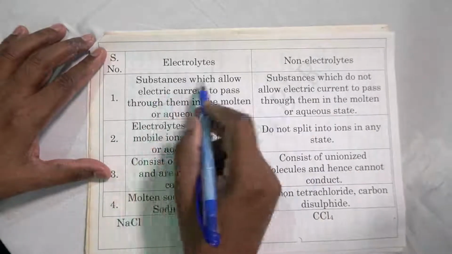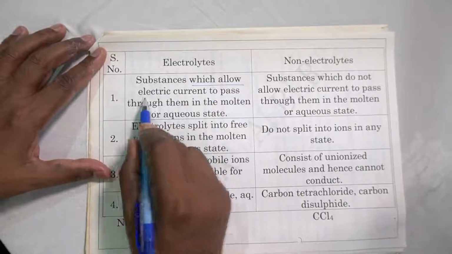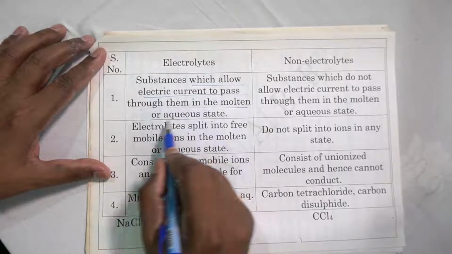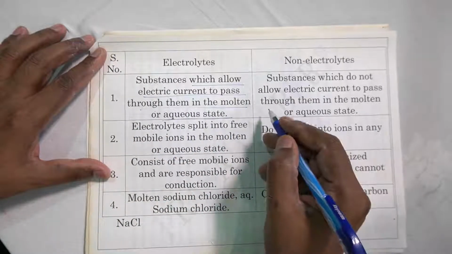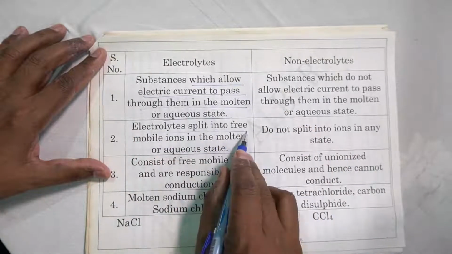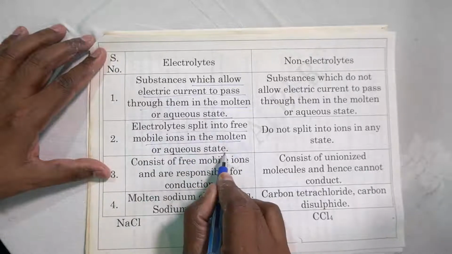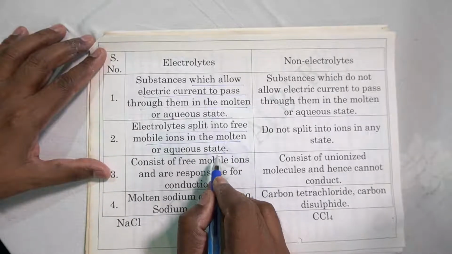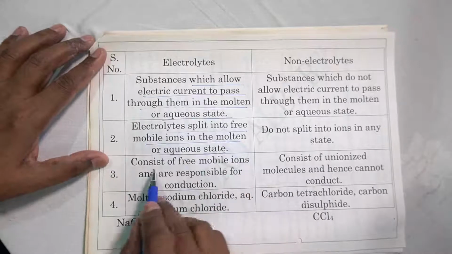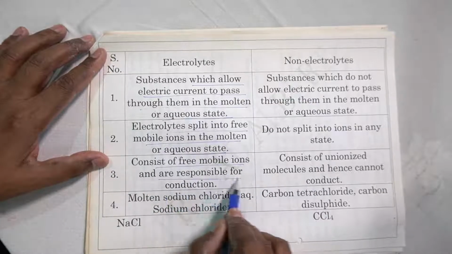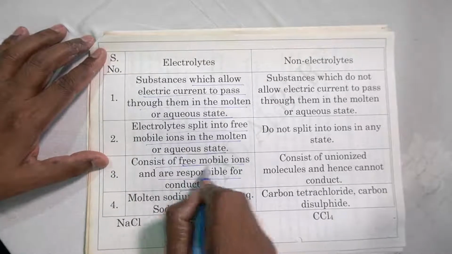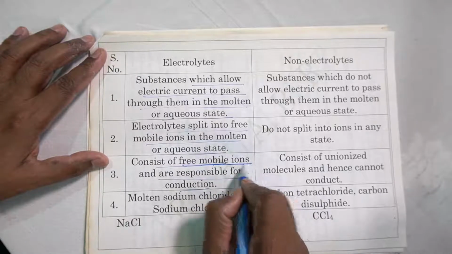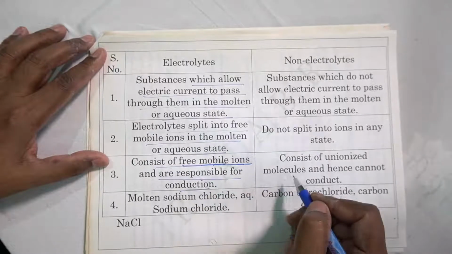Now here we see electrolytes, substances which allow electric current to pass through them in molten or aqueous state. And they split into free mobile ions in molten or aqueous state. This is important, why that happens in the molten or aqueous state. And they consist of free mobile ions, and these are the particles responsible for conduction.